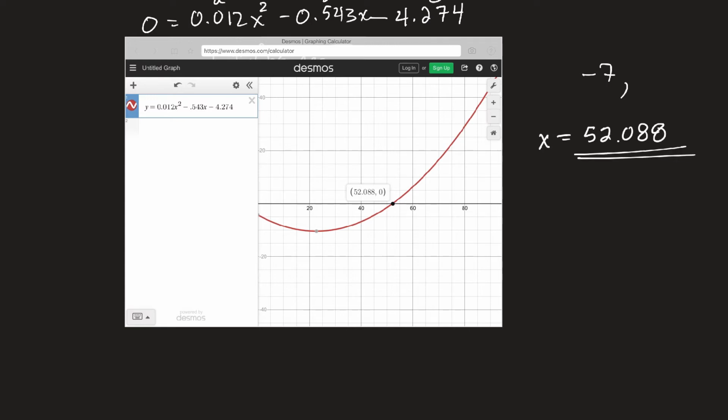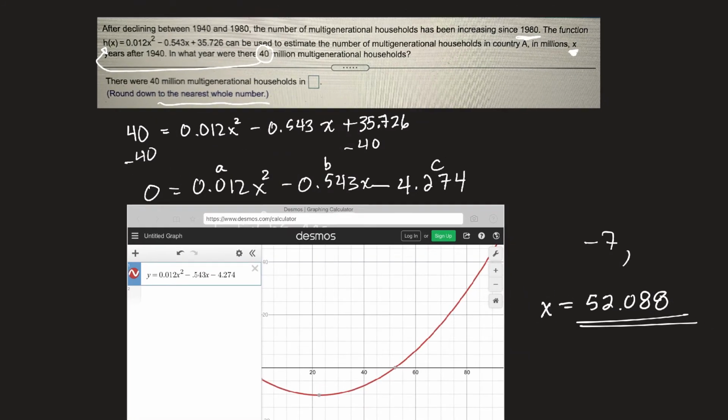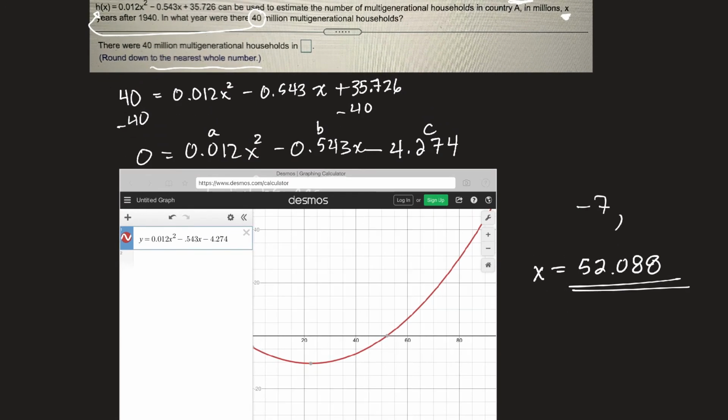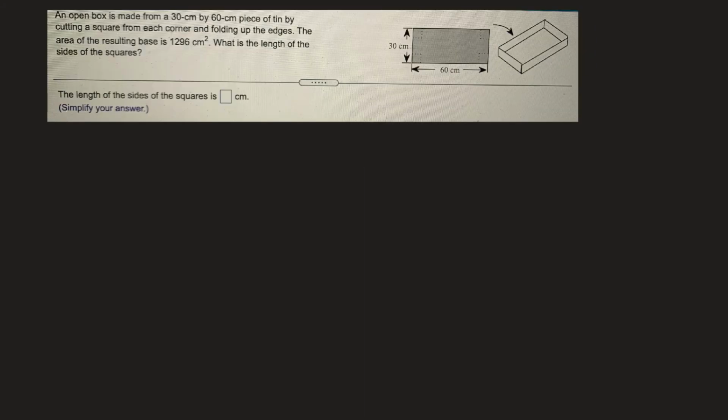But now the question said x years after 1940. So it's 52 years after 1940. So it'd be 1940 plus the 52. So it'd be 1992. So they say, in what year were there 40 million? 1992. Here's another good quadratic equation question.